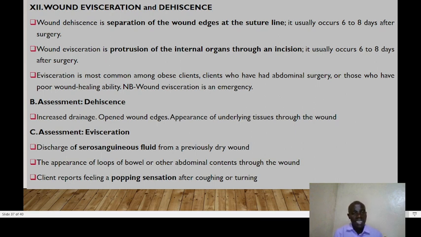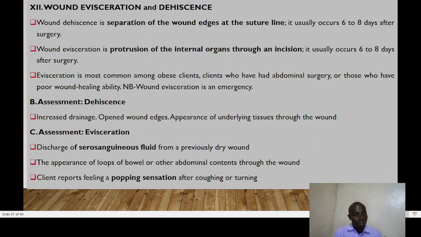And remember, it is an emergency. Wound evisceration is an emergency. So the surgeon has to be notified in the shortest time possible. You also need to assess. With dehiscence, that is the separation of wound edges at the suture line, the patient could present with increased drainage, opened wound edges, and appearance of underlying tissues through the wound. Whereas with evisceration, we'll have discharge of serosanguinous fluid from the previously dry wound and appearance of loops of bowel or other abdominal contents through the wound.